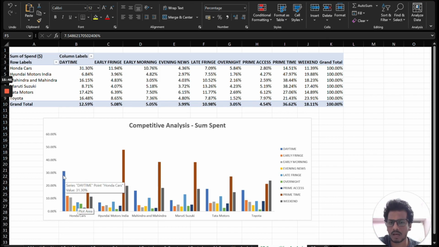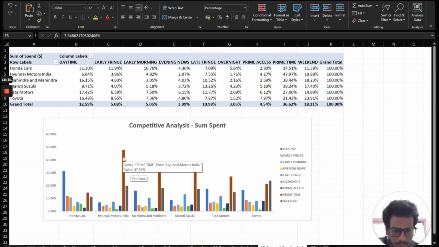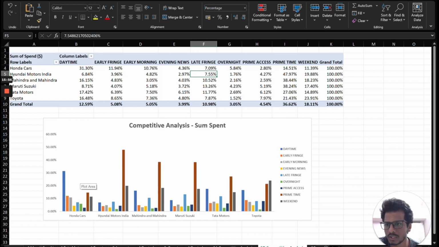Okay, as a sum spent, and we can see Hyundai Motors has spent a lot on the prime time. Okay, on the prime time, that is Hyundai Motors, right? They have spent almost 47, almost half of the amount. So similarly, most of them, out of six, four of the brand companies have spent the maximum of their budget on the prime time.